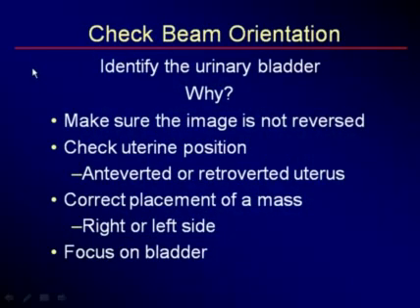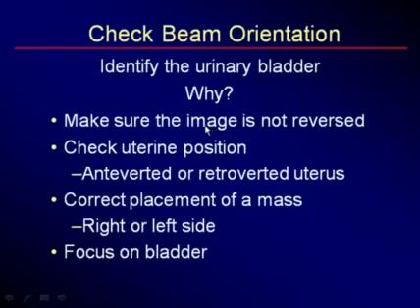Check beam orientation. We have to be careful which part of the beam is up and which part is down, and that's sometimes hard to do on this transvaginal probe, which has a very small rounded interface, and it's hard to figure out exactly where the beam is. You could have rotated the probe, someone could have changed left, right on the machine, pressed the wrong button. So the way we do it is by checking where's the urinary bladder.